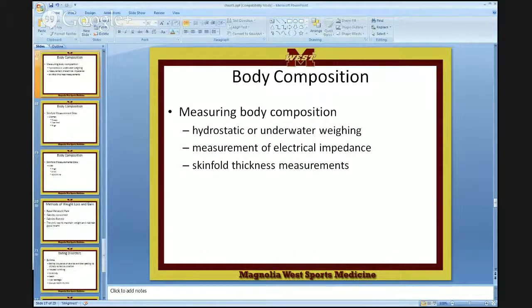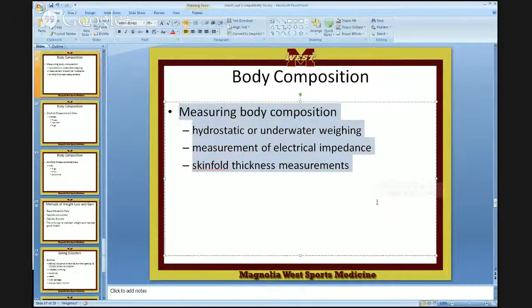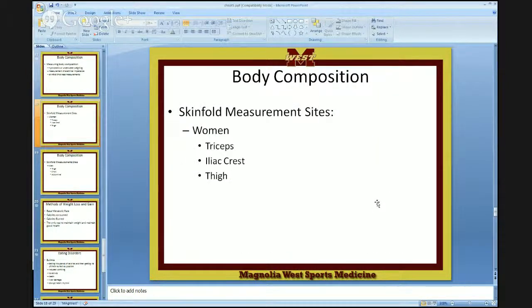Slide 17, body composition. How do you measure body composition? You need to know those. It will also be one that says which one is not a means of measuring body composition. All right, slide 18. On slide 18, we need to know where the skin fold measurements are for women. And the next one, 19, you need to know where the skin fold measurements are for men. Got that? Women and men.